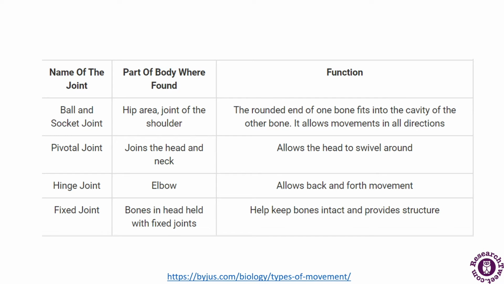Next, the pivot joint. It joins the head and the neck, and allows the head to swivel around. The next is the hinge joint. Hinge joints are present in the elbow. They allow back and forth movement. Then the fixed joint. The bones in the head are held with fixed joints. They help keep the bones intact and provide structure. So this is the name of the joint, the parts of the body where they are present, and their function.